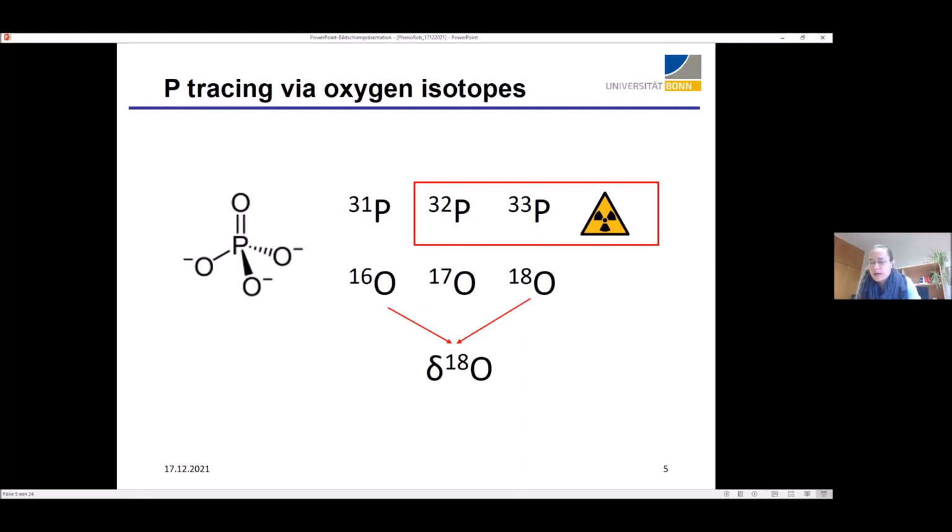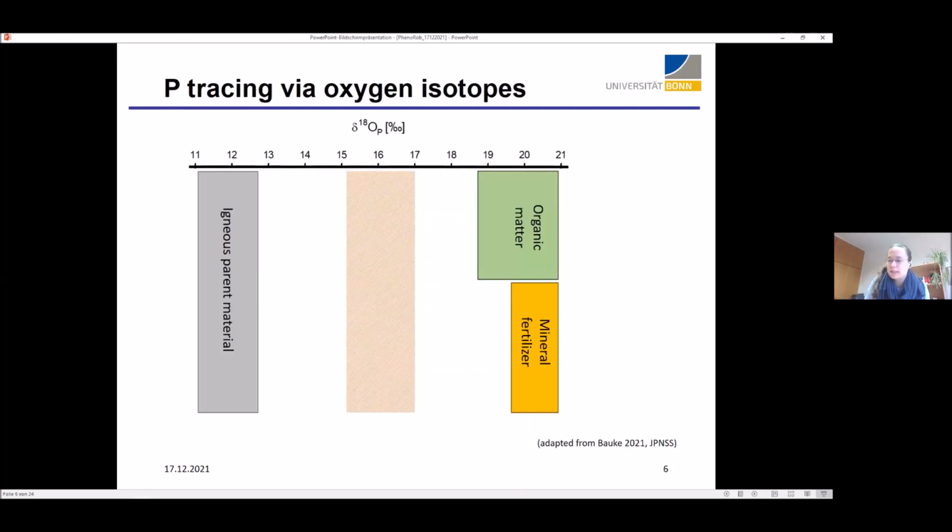Now, how does that work? From a number of referencing studies, we know that for phosphorus contained in the parent material, we would expect rather low isotope values, somewhere in the area of 10 per mil. By comparison, phosphorus from organic matter or also phosphorus from mineral fertilizers has rather high isotopic values, somewhere around 20 per mil. So these are the end members that we put into our soils.